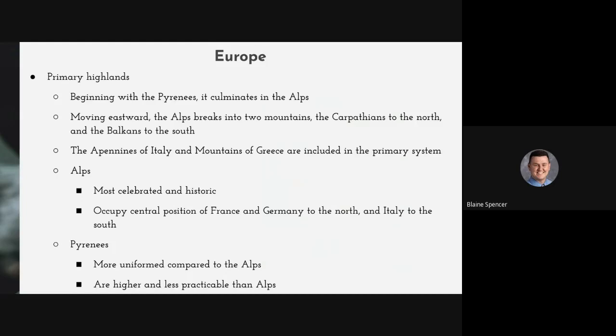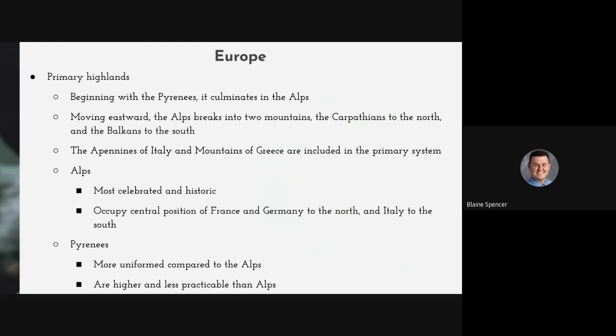Okay, so we see that the Alps are going to occupy the central position of France and Germany to the north. And so it's going to split that, and it's going to split Italy and block Italy off to the south. Okay, so we see that it's going to be a natural barrier in Europe.